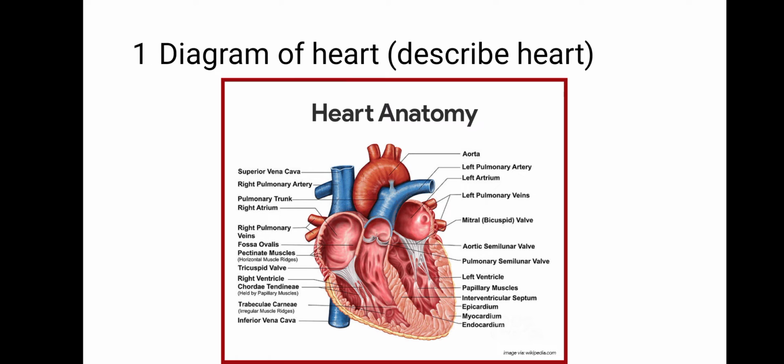3 layers: outer epicardium, middle myocardium, inner endocardium, and a covering pericardium. Pericardium. The pericardial sac has 2 layers, a serous layer and a fibrous layer. It encloses the pericardial cavity which contains pericardial fluid.